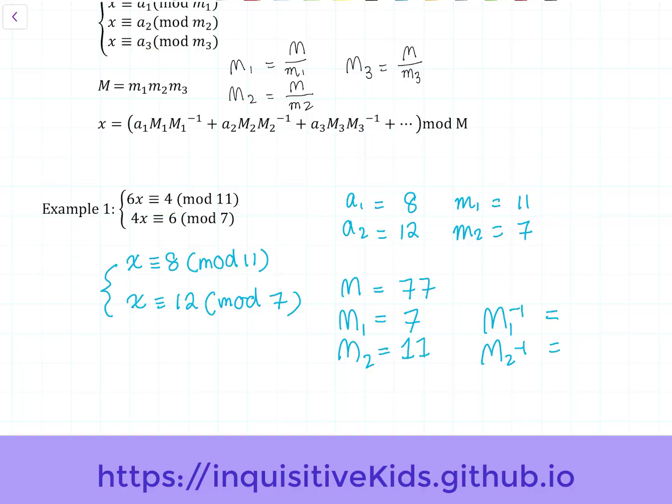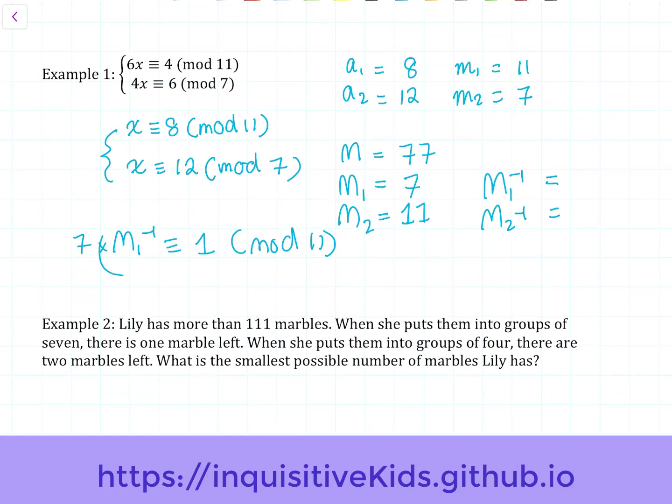We can do that by substituting the values of big M1 and M2. For example, big M1 is 7, so 7 times its inverse is going to be congruent to 1 mod 11, because that's the 11 from up here. So now let's try to see what value would make this true. Let's keep adding on 11 to 1. So we have 12, 23, 34, 45, 56. So 56 is a multiple of 7, which means that the inverse of big M1 would be 8.